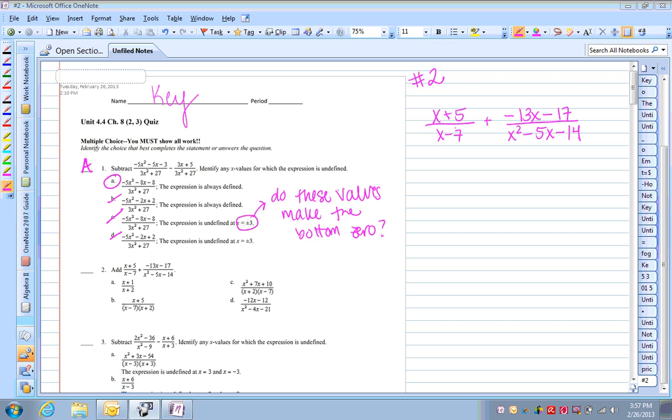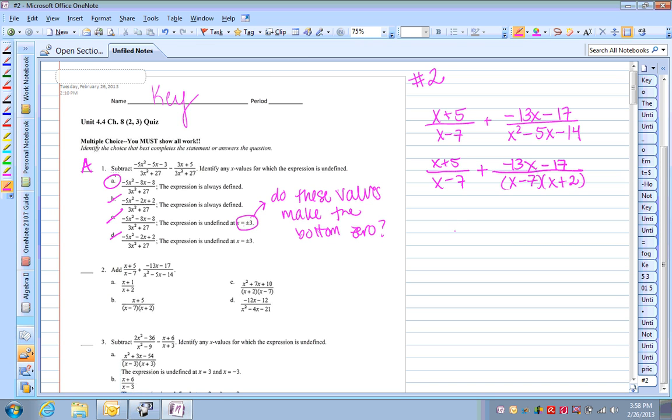Well, here in the first rational expression the denominator is x minus 7. In the second one, we have x squared minus 5x minus 14. I noticed that I can factor my second denominator, so I rewrite this as x plus 5 over x minus 7 plus negative 13x minus 17 over, and I can factor the x squared minus 5x minus 14 by thinking of two numbers that multiply to negative 14 but add to negative 5. So that's going to be negative 7 and positive 2.